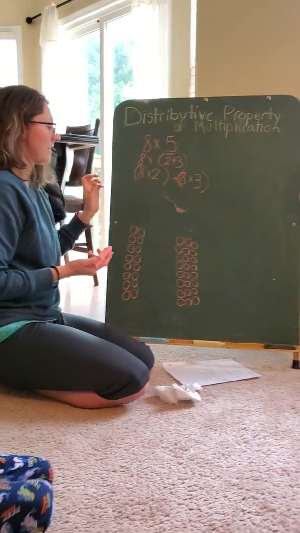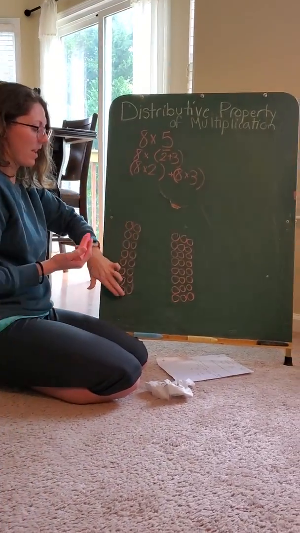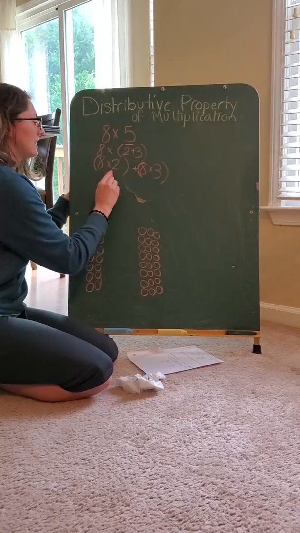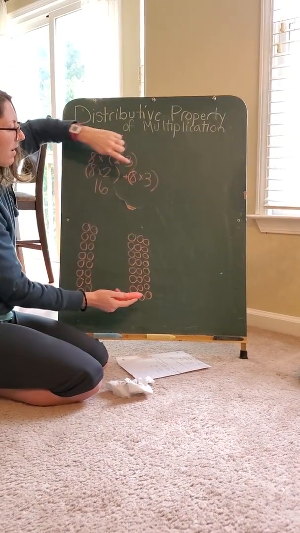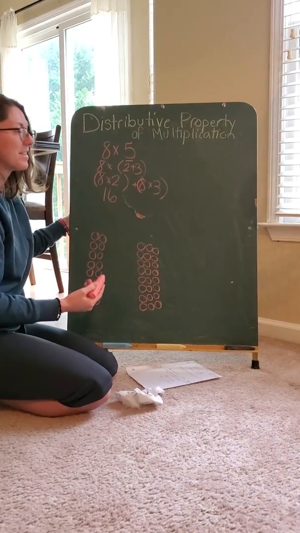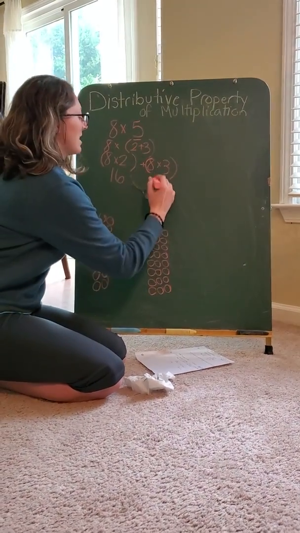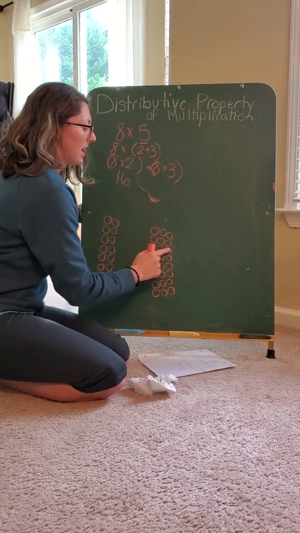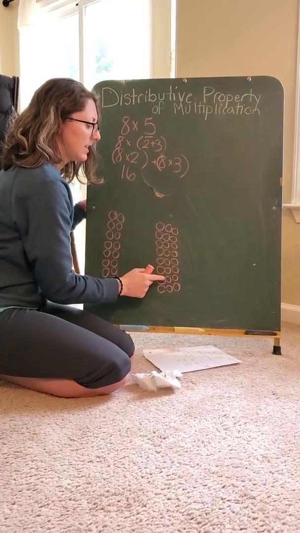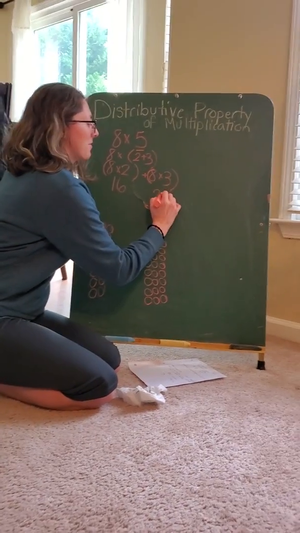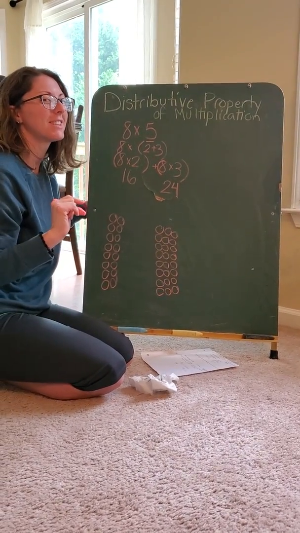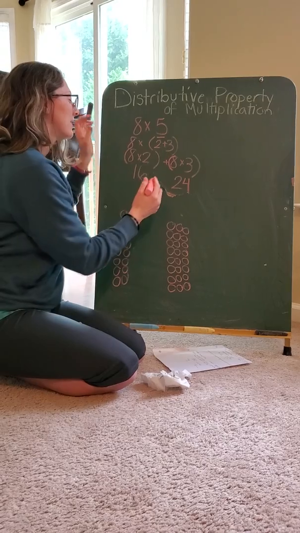Okay, if I count these up, I get 16. And if I count these up, I get, what am I going to get? 1, 2, 3, 4, 5, 6, 7, 8, 9, 10, 11, 12, 13, 14, 15, 16, 17, 18, 19, 20, 21, 22, 23, 24. I heard you on the other side of that screen. Good job, boys and girls.